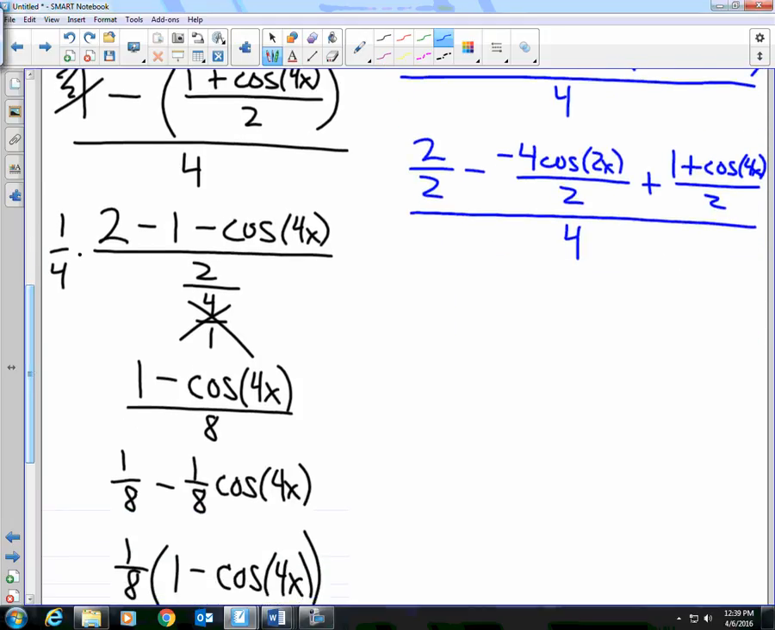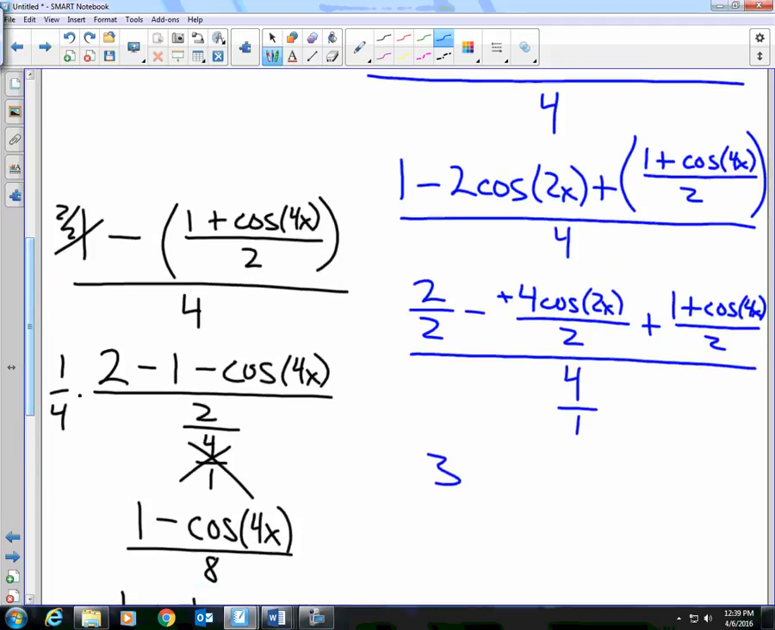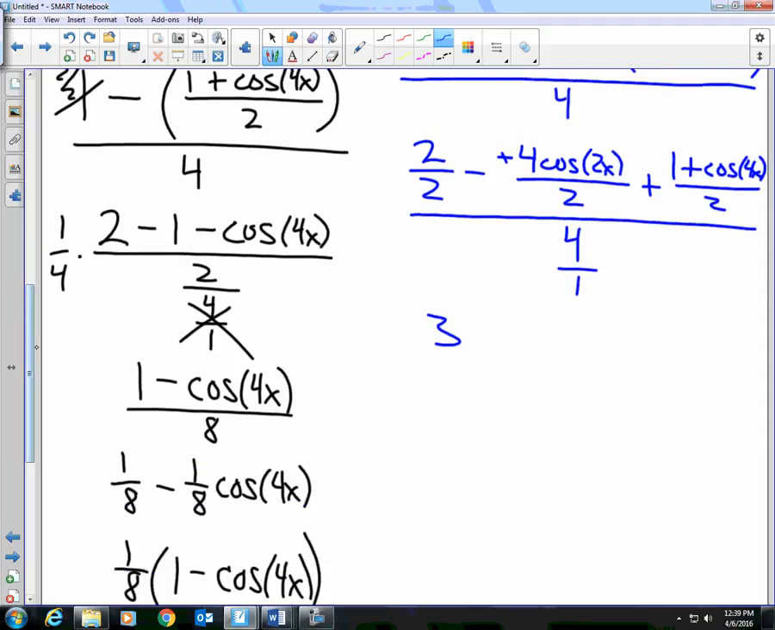Are you okay if I write the denominator as 4 over 1? What terms can we combine in the top numerator? What do you want to make? 3? Now that should be positive. I'm sorry, I wrote the negative twice. Sorry about that. We have minus 4 cosine 2x plus cosine of 4x all over 2 over 4 over 1.